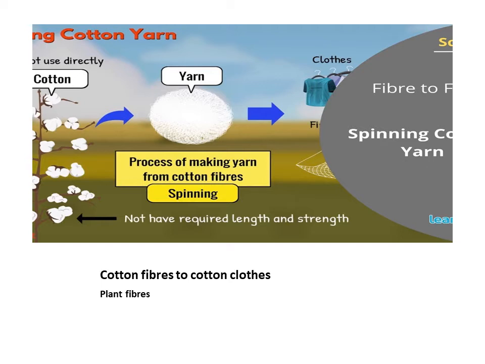Cotton and jute are examples of plant fibers. Cotton fibers are obtained from the cotton plant. This plant requires a warm climate with moderate rainfall and grows well in black soil.